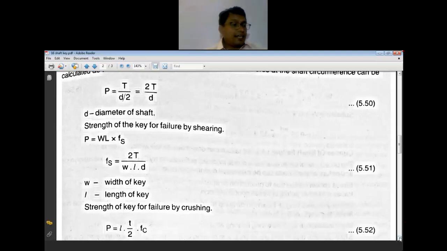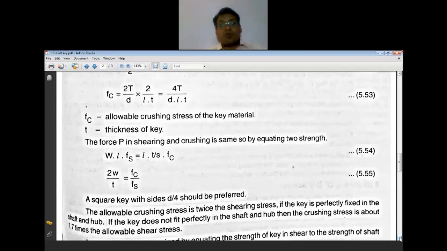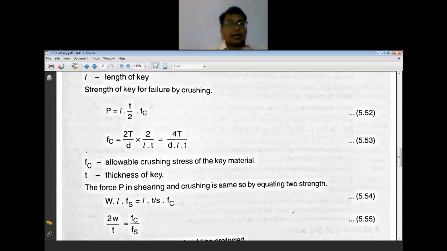Now I can equate these forces: the force in shearing and the force in crushing. From the above equations, the force P in shearing and the force P in crushing are the same. So by equating the two strengths, WL into Fs is equal to L into T by 2 into Fc. Here the torque, that is the force, is equated: P, which is nothing but L into T by 2 Fc. This is T by 2. This is not T by S. This is T by 2.